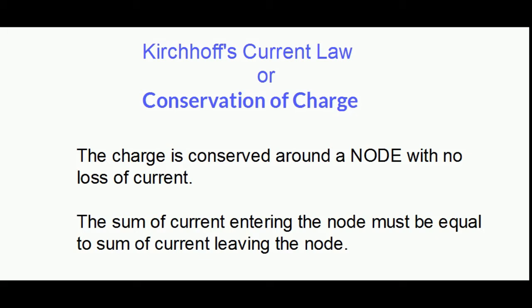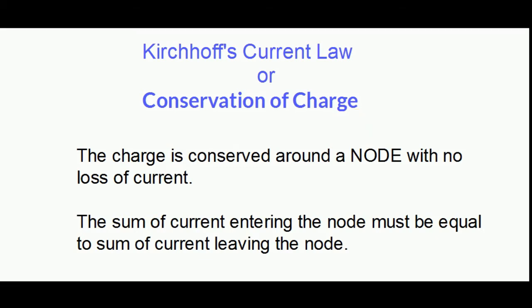Kirchhoff current law is also known as the law of conservation of charge because the charge is conserved on the node with no loss of current. That is, charge can neither be created nor destroyed. So the charge entering a node must be equal to the charge leaving the node. We can also say that the sum of the currents entering the node must be equal to the sum of the currents leaving the node.